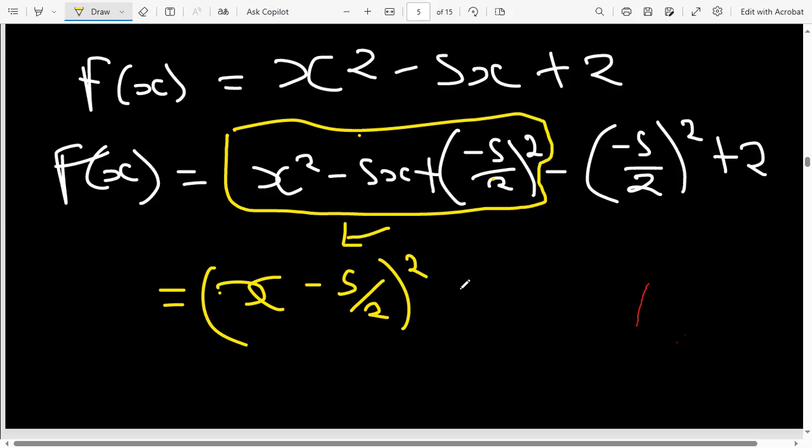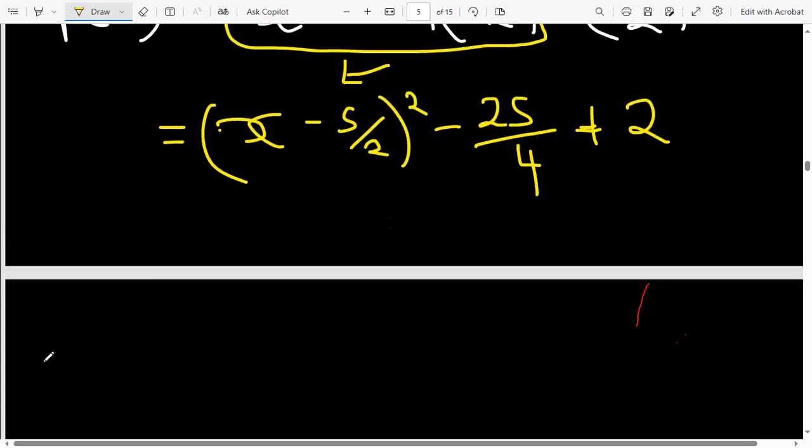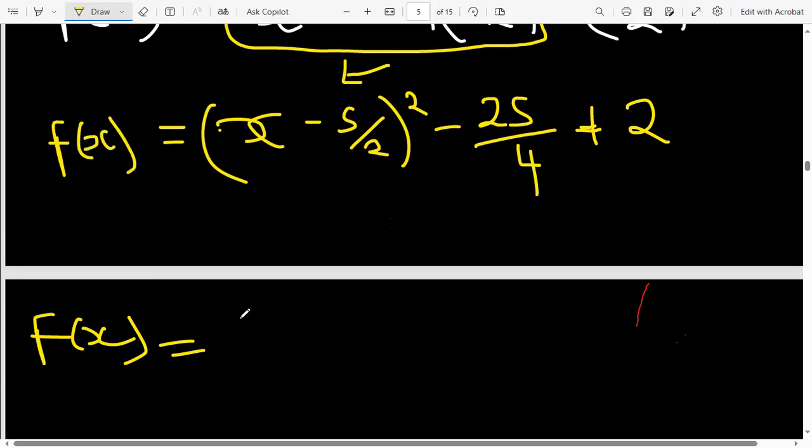Outside we have minus, and then we have minus 5 over 2 squared. So we can square the 5: minus 5 multiplied by minus 5 gives me 25, and 2 multiplied by 2 gives me 4. And then I have plus 2. So it means my f of x is equal to x minus 5 over 2 squared.